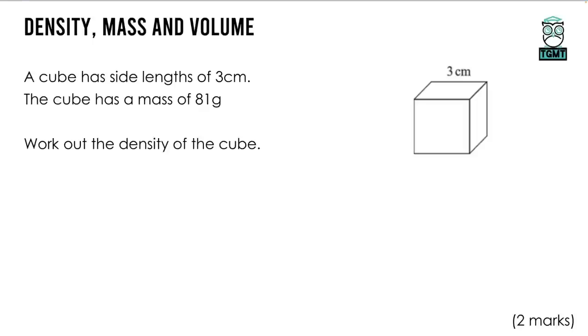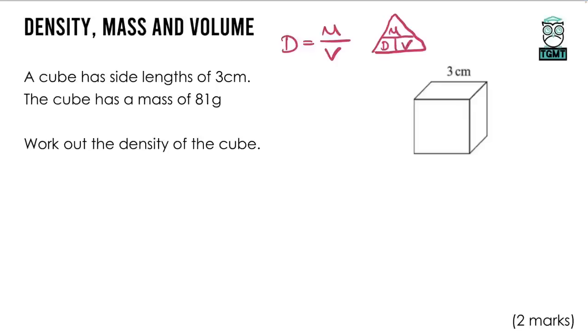Okay, so looking at some density, mass and volume. It says here a cube has side lengths of 3 centimetres and the cube has a mass of 81 grams. Work out the density of the cube. Now again with density, you might know density is equal to mass divided by volume. You might also use that in a formula triangle. And all of these methods are fine.